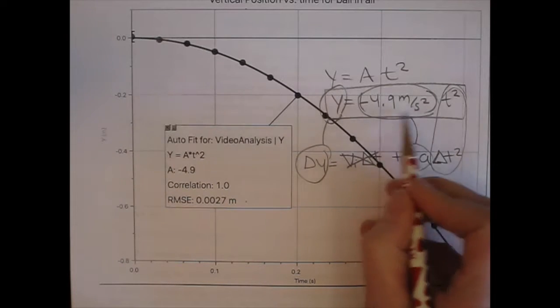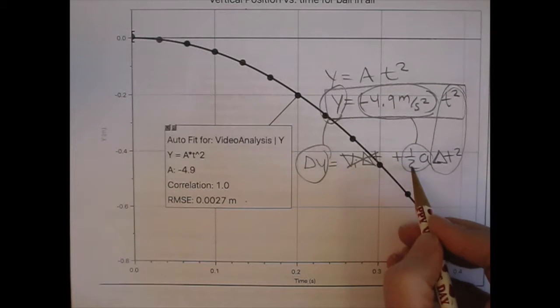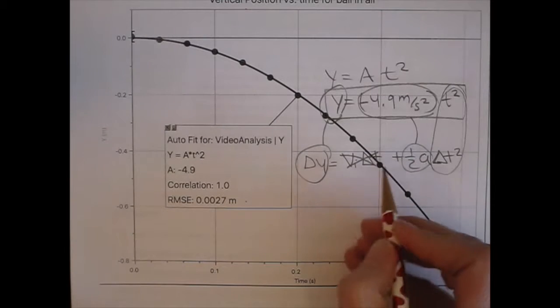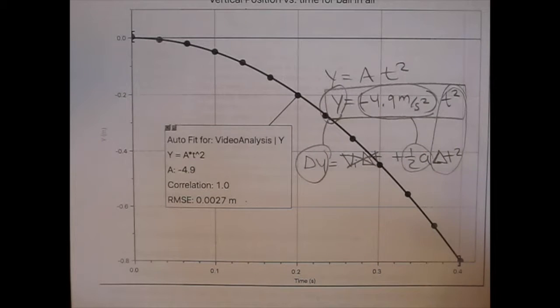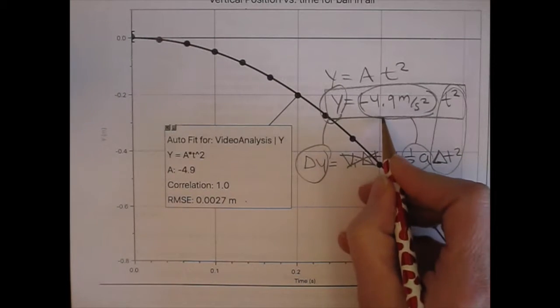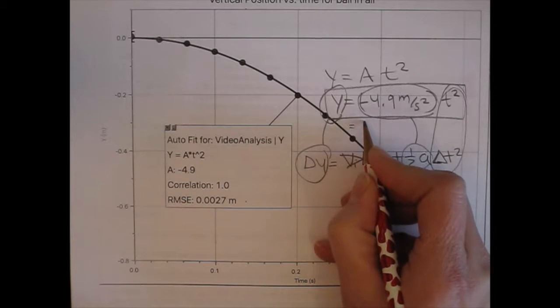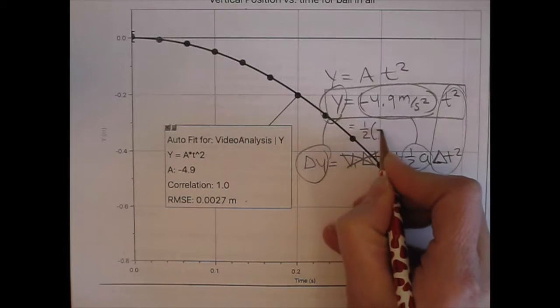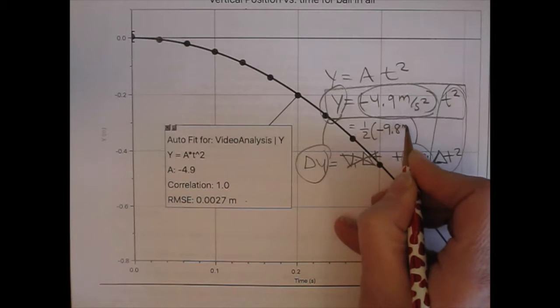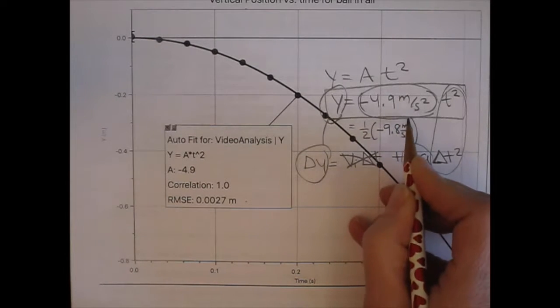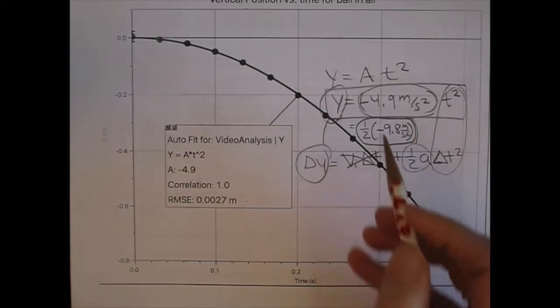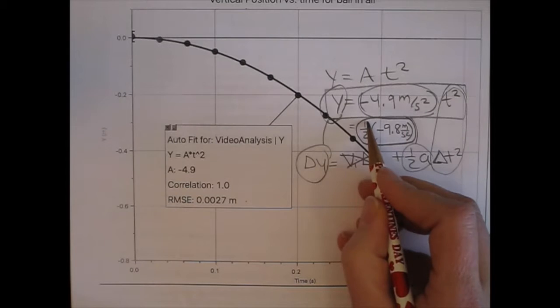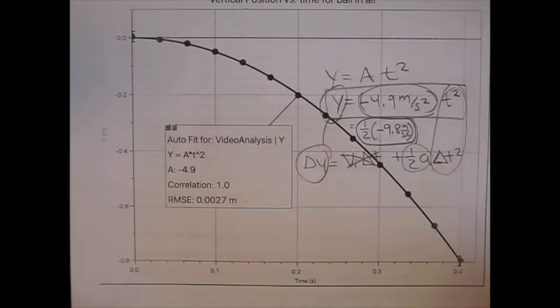Well, how could I rewrite this constant so that it's in the form of 1/2 times some number? Well, I'm going to need to know what double this is. So if you multiply 4.9 times 2, you get 9.8. So I'm going to rewrite this now as 1/2 times negative 9.8 meters per second squared. Okay, so negative 4.9 meters per second squared is the same thing as 1/2 times negative 9.8 meters per second squared.